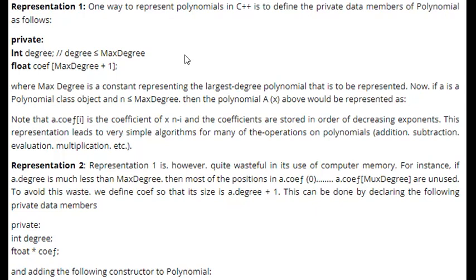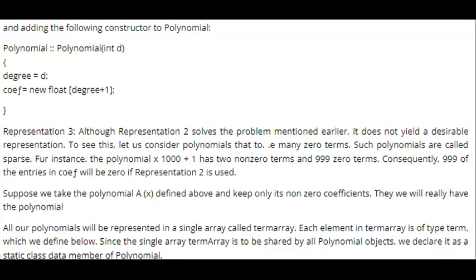This can be done by declaring the following private members, an int degree and a float coefficient pointer, and adding the following constructor to the polynomial: Polynomial::Polynomial(int d), with the scope resolution operator because it is used outside the class. D will be the degree, and coefficient should be a float array, as we already declared, of size degree plus 1. So it will be assigned as coefficient.